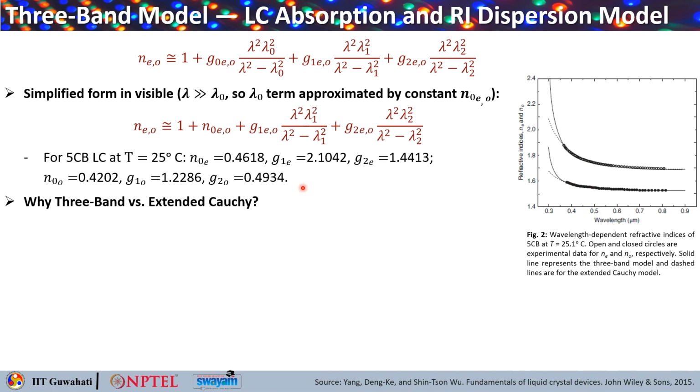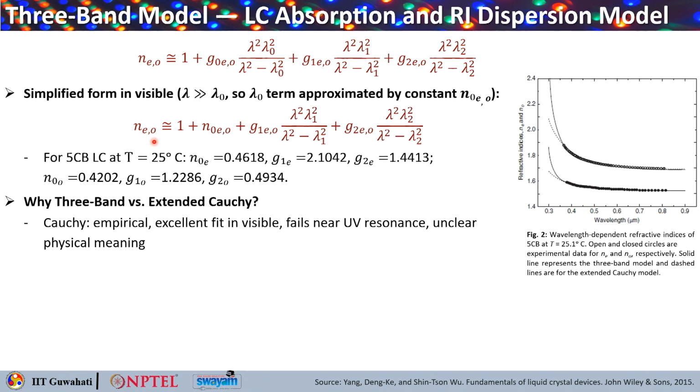What will be your N_E and what will be your N_O? These are the parameters. So you can put these parameters for the ordinary and the extraordinary case, and you can get the n_E or n_O. Okay, so now let's see the 3-band versus this extended Cauchy thing.